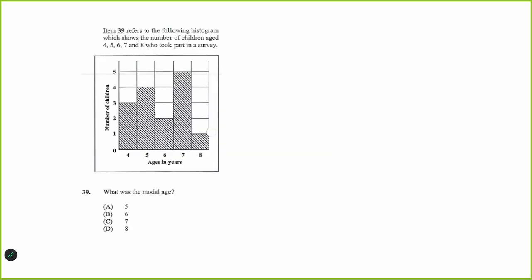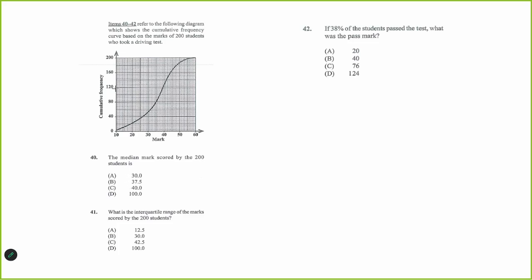Let's look at May, June. What is the modal age? Most popular age? 7. This here is a 37.5. Yes. Interquartile range. This is so much work.